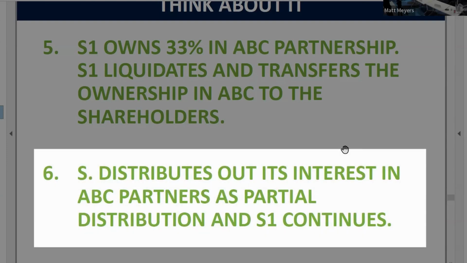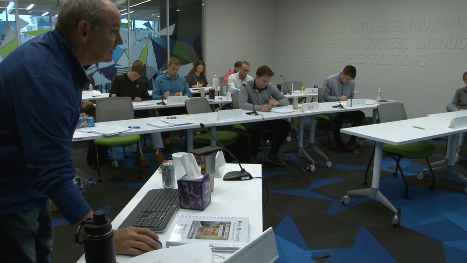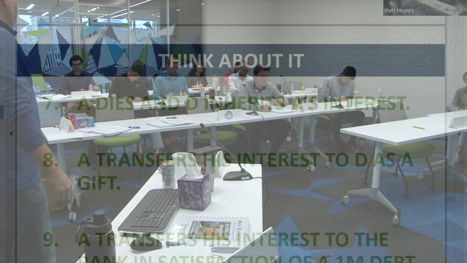S distributes out an interest in an ABC partnership in a partial distribution. The same answer. It's taxable. Therefore, 754 applies.